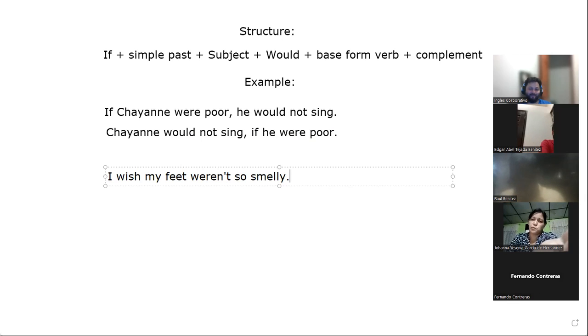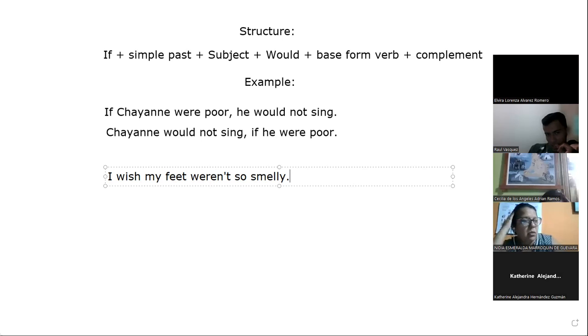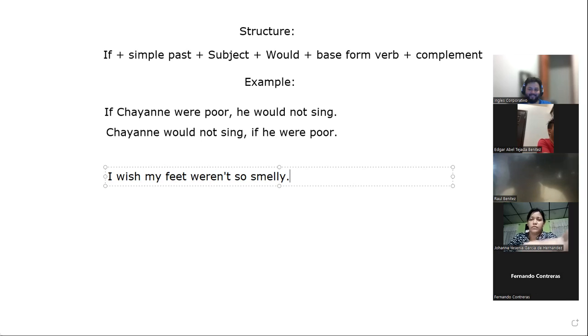Hey, by the way, guys, you know what is the best thing that you can use for your feet if that happens to you? You know what is the best thing? You can use a stick deodorant. You know what that is?